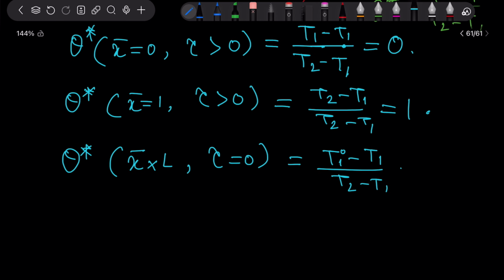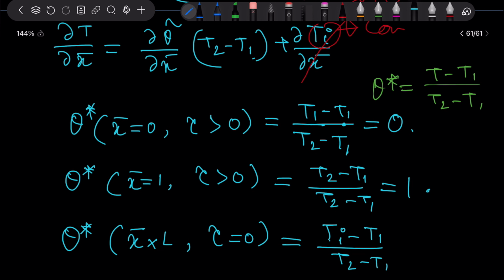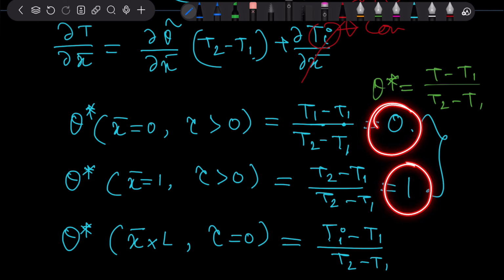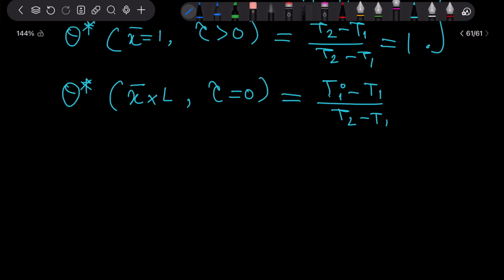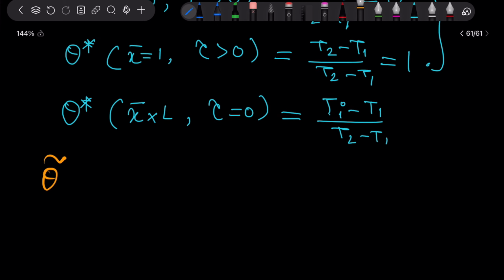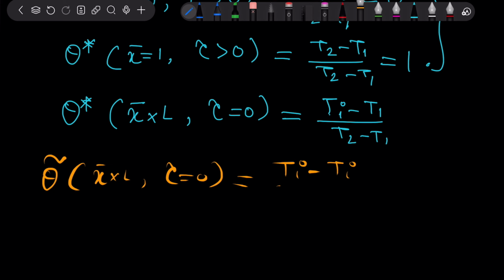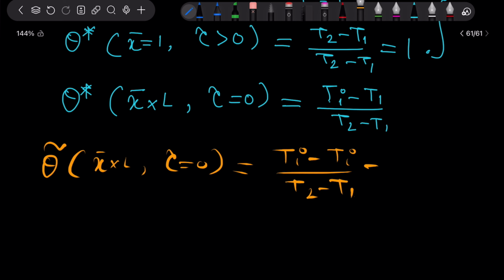Okay, this is not any small number, I mean this can be any number, but at least we are able to turn down these numbers as 0 and 1. So these boundary conditions have been simplified greatly. Now if I explore the non-dimensionalized parameter theta tilde, this time I will start with my initial condition, and that will be equal to ti minus ti by t2 minus t1. Okay, and this is 0.